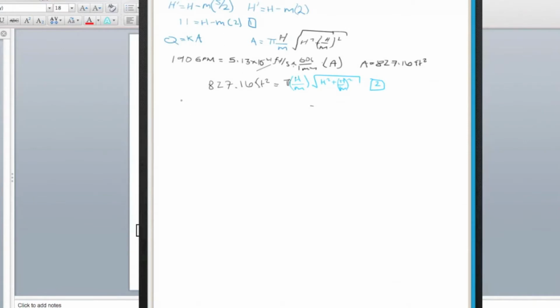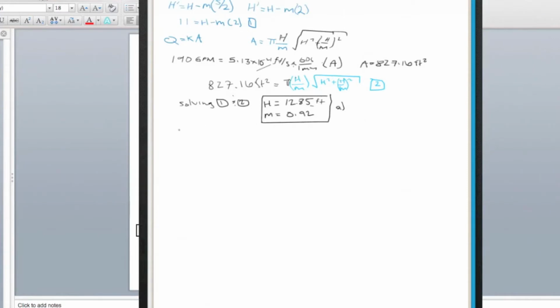I won't do that here in the interest of time, but I'll just write solving 1 and 2, we get h equals 12.85 and m equals 0.92. Okay, that's feet, and that's a slope, so it's unitless. So that's part A right here. We've got our solution to part A.